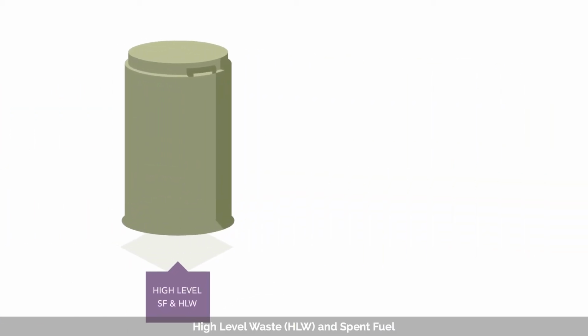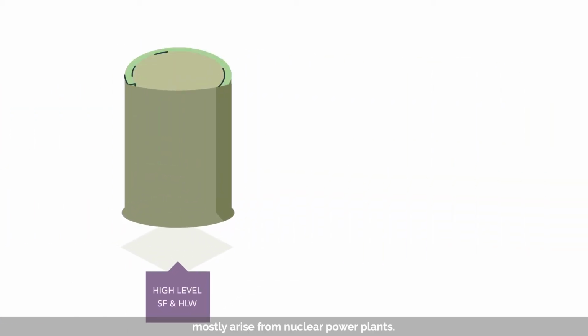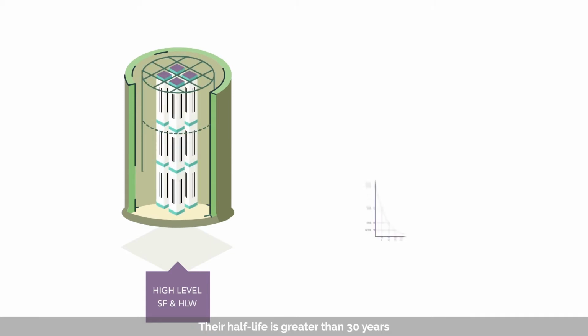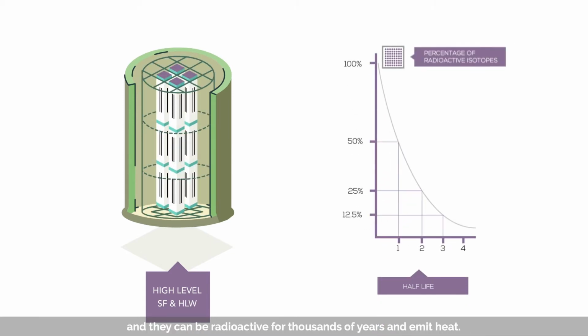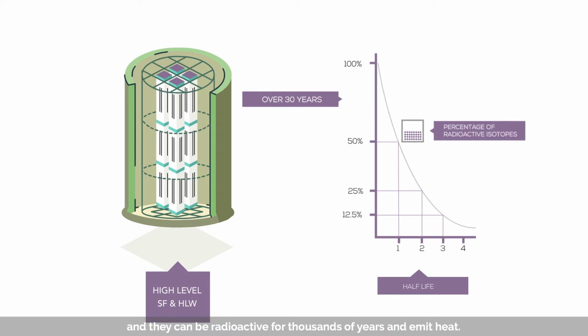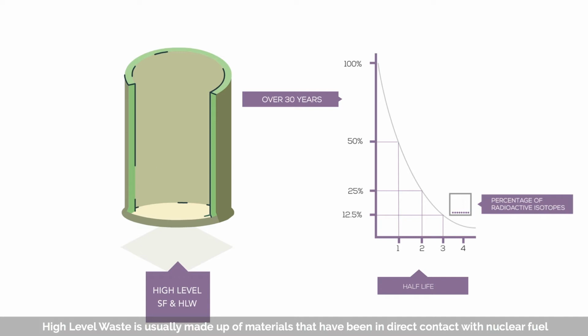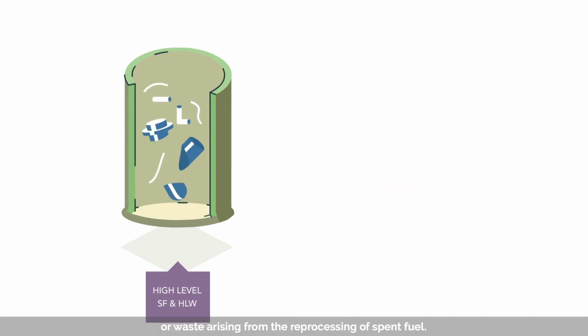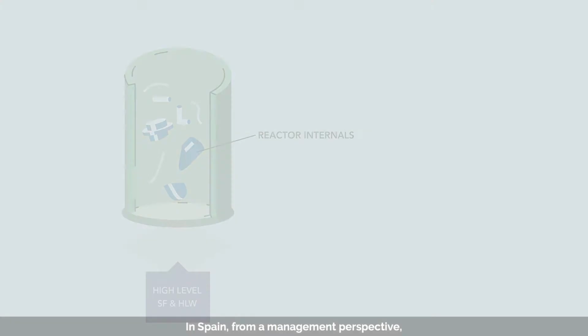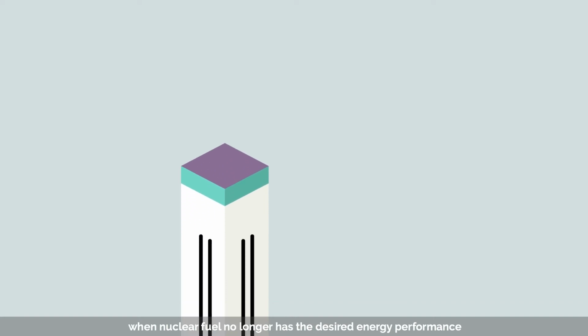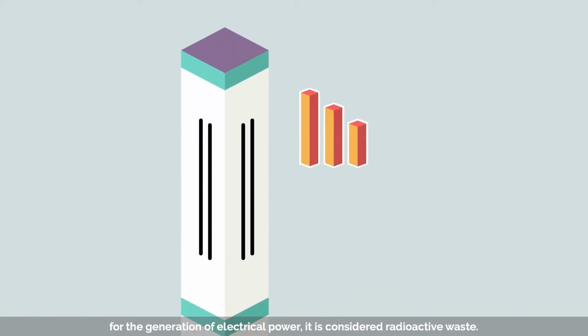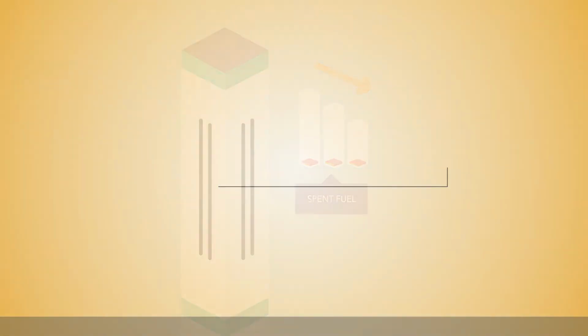High-level waste and spent fuel mostly arise from nuclear power plants. Their half-life is greater than 30 years, and they can be radioactive for thousands of years and emit heat. High-level waste is usually made up of materials that have been in direct contact with nuclear fuel or waste arising from the reprocessing of spent fuel. In Spain, from a management perspective, when nuclear fuel no longer has the desired energy performance for the generation of electrical power, it is considered radioactive waste.